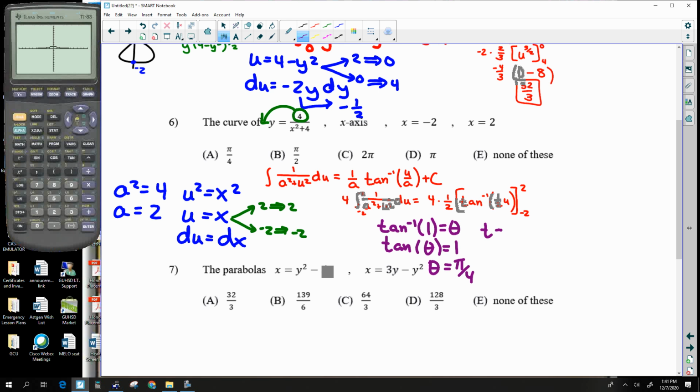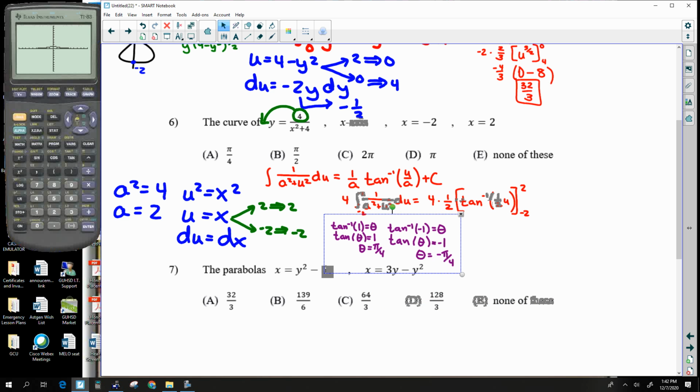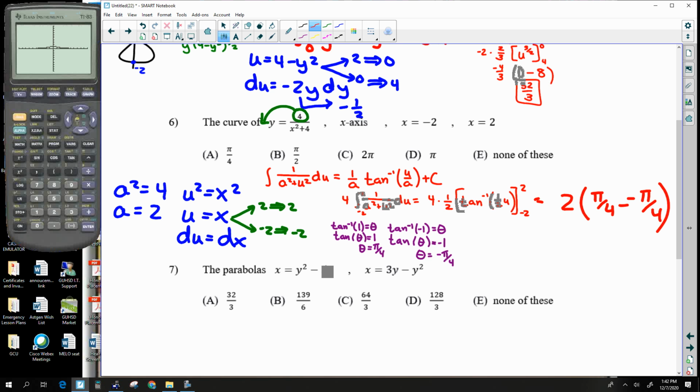And the other one is where it's equal to negative 1. And again, that's where sine and cosine are equal but opposite signs, and that's going to be at negative pi over 4. So this is going to be 2 pi over 4 minus negative pi over 4, which is pi over 2, but times 2, so this is just straight up going to be pi.